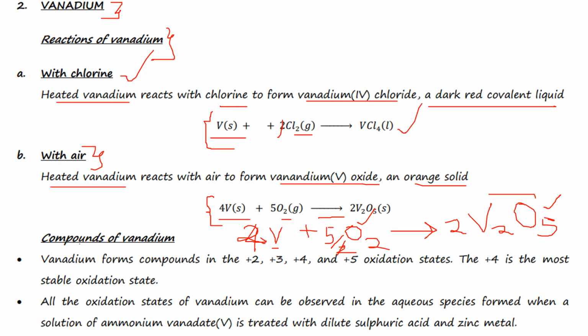Now let's look at the compounds that are formed by vanadium. Vanadium forms compounds that are present in the +2, +3, +4, and +5 oxidation states, and the +4 is the most stable oxidation state of vanadium. All the oxidation states of vanadium can be observed in the aqueous species formed when a solution of ammonium vanadate(V) is treated with dilute sulfuric acid together with zinc metal.